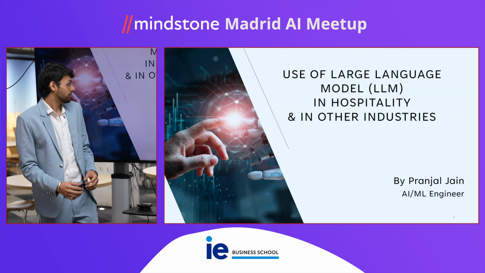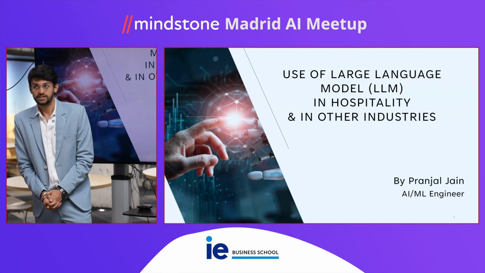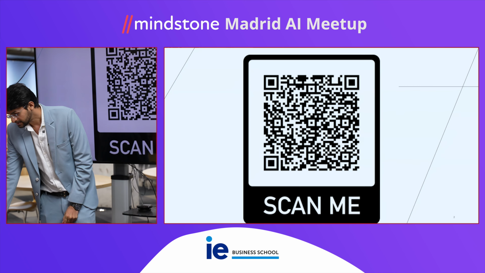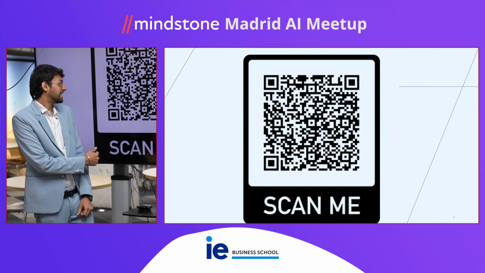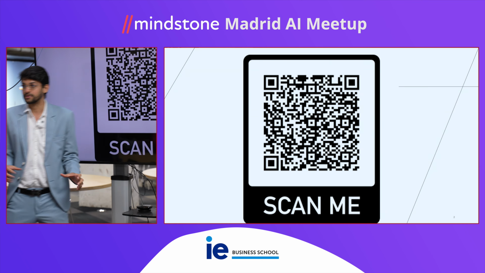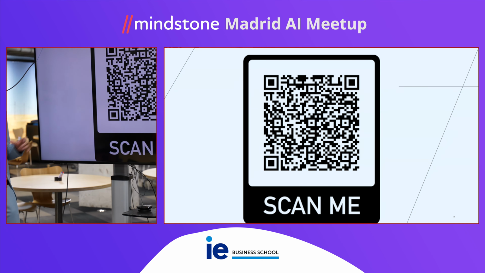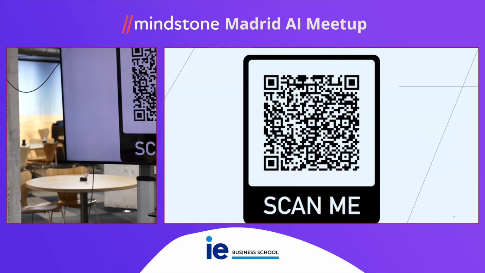Oh yeah, about my introduction, I work in a company as an AI ML developer. For the presentation, you can scan it quickly. Even if at the back you cannot read the information, you can see it on your phone. So it's better you just scan it and get the presentation on your phone.